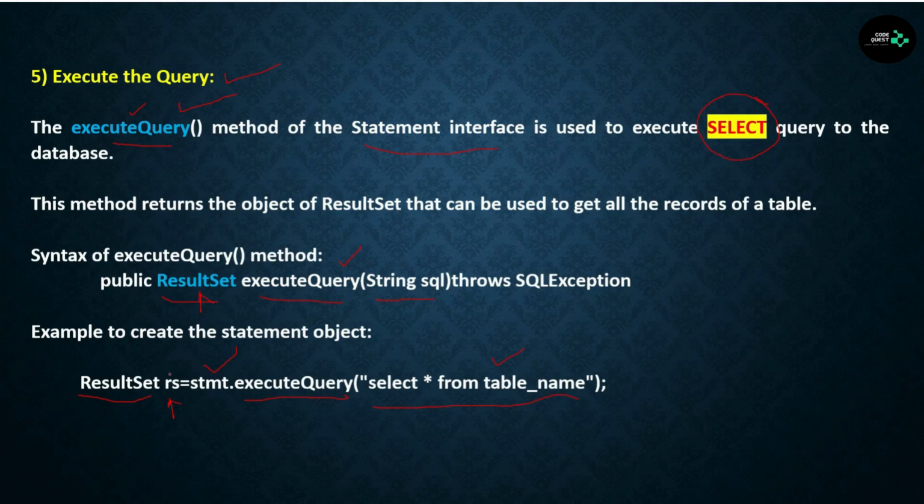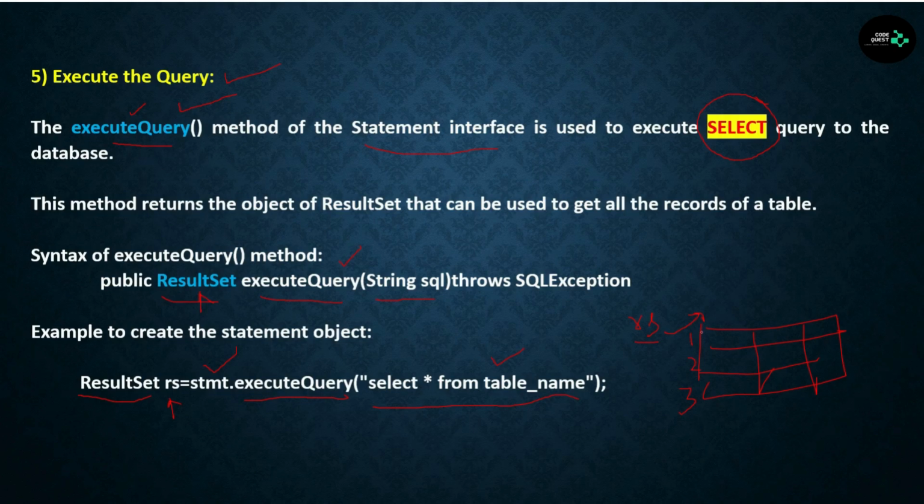Now what does this RS do? Let's say we have a table where 3 records are there with a certain number of columns. This RS, which is the result set reference, is always present before the first record. If I say this is the first record, this is the second record, this is the third record, this result set object will be placed just before the first record.